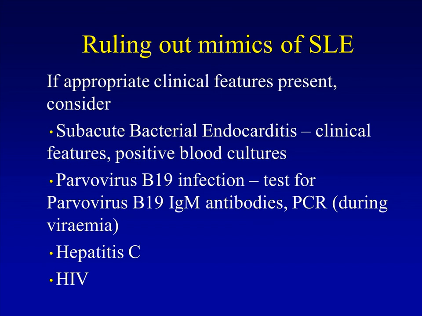Another relatively common mimic of SLE is parvovirus B19 infection. And this can be ruled out by testing for parvovirus B19 IgM antibodies and by the presence of a positive PCR for parvovirus B19 during viremia. Importantly, these tests need to be done at or shortly after the onset of symptoms. Hepatitis C and HIV can both mimic lupus, both clinically and serologically, including autoantibodies, and therefore these tests need to be done routinely in evaluating a patient who is suspected of having SLE.